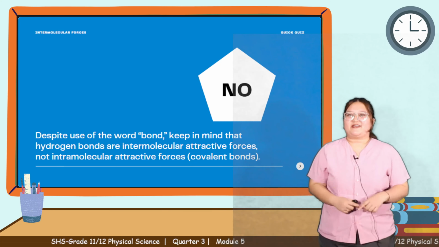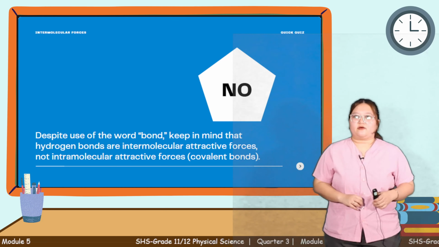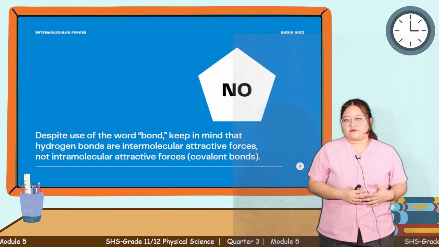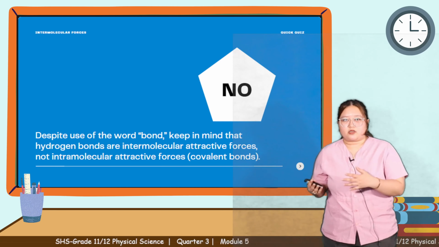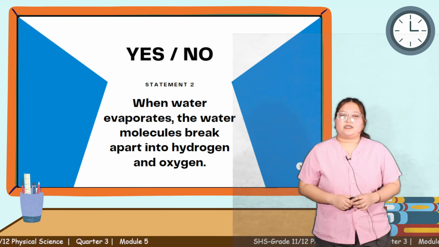no. Okay, very good. So despite the use of the word bond, keep in mind that hydrogen bonds are intermolecular forces, okay? Not intramolecular forces. So they're very different. Remember, intramolecular forces exist within a molecule, they are bonds, but intermolecular forces exist between molecules, they are forces. Okay, next, statement number 2.